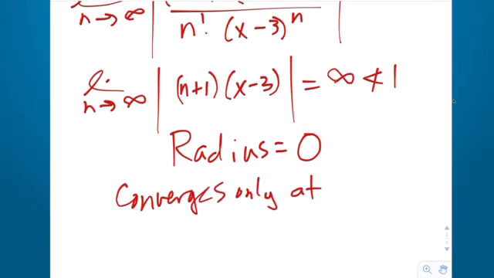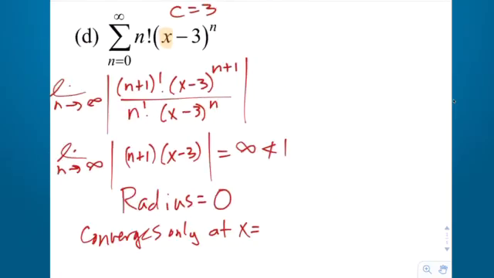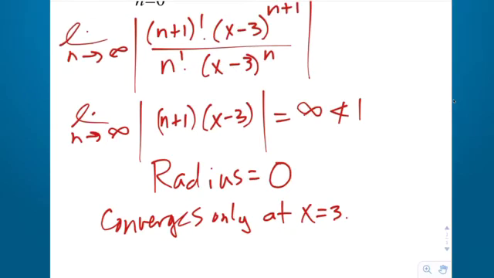only at x equals what? And what was our c value? 3. Yeah. So there is really no interval. The domain is 1 point. That's not a very useful power function, right? It represents this function exactly everywhere at the center only. Okay, at that 1 point.